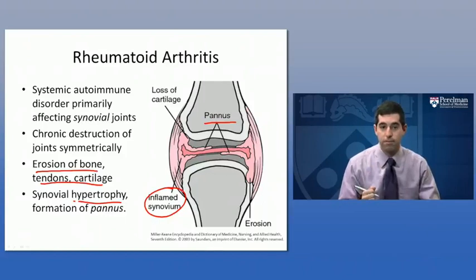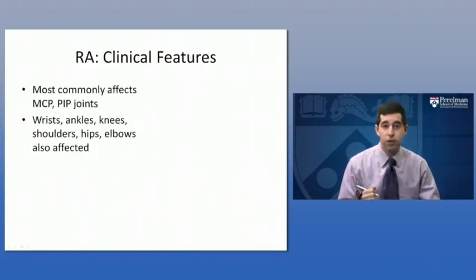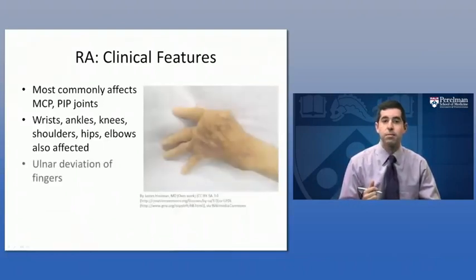significant difficulty with using those joints. So some of the clinical features here, it most commonly affects the MCP and PIP joints, or metacarpophalangeal and proximal interphalangeal joints. Notable by its absence here is there is no effect on the distal interphalangeal joints, the ones furthest out within the hand. But there also can be effects on other joints as well. The wrists, the ankles, the knees, shoulders, hips, and elbows, as you can see here, can also be affected.